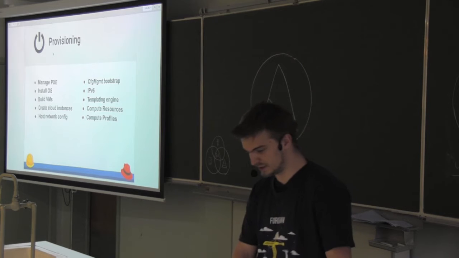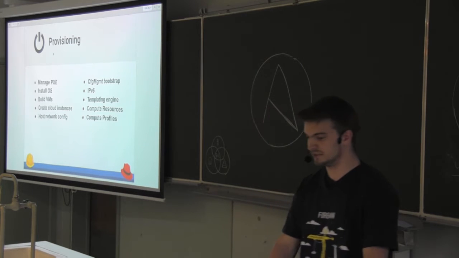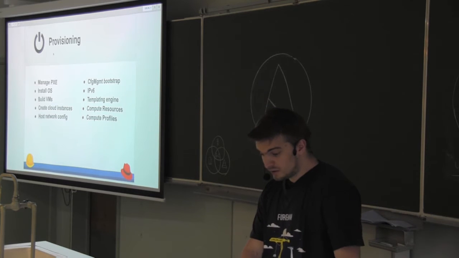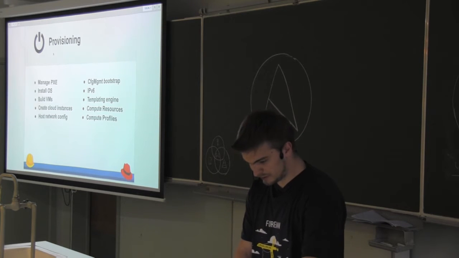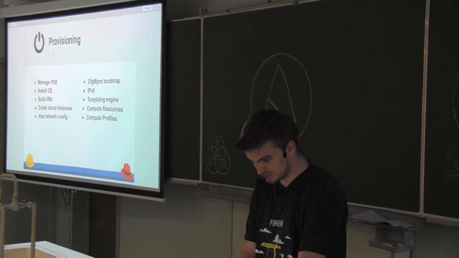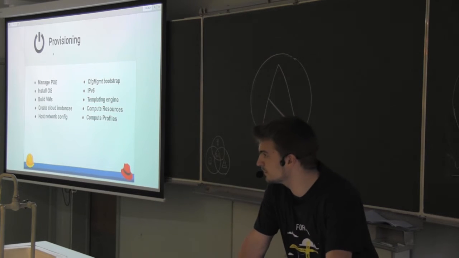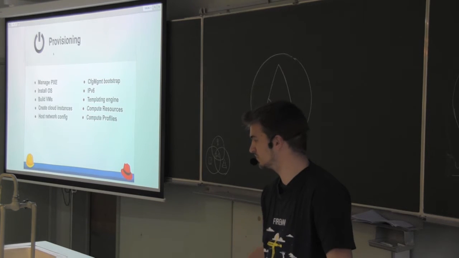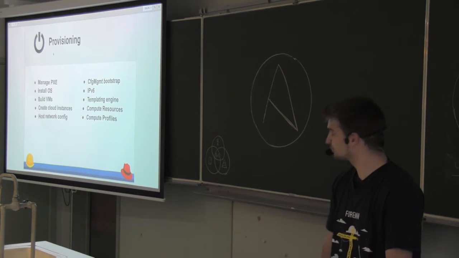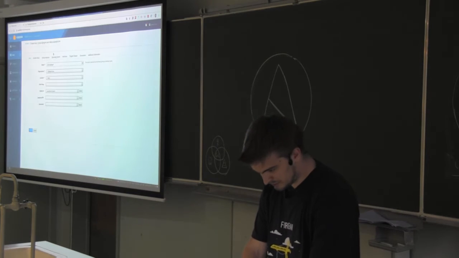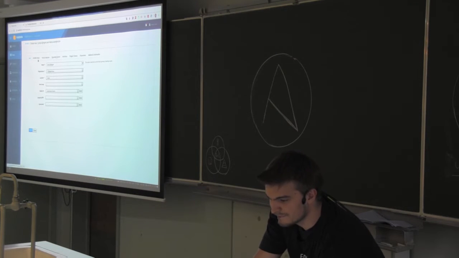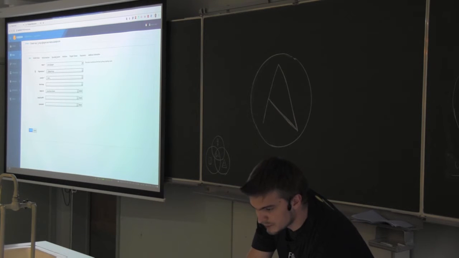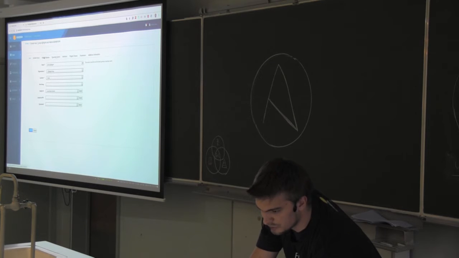Foreman is lifecycle management, and the lifecycle of a server starts with provisioning. So what Foreman does is manage the DHCP, DNS, and PXE and TFTP for kickstart provisioning. And to see it, I have the host form here, so I have everything pre-selected. I will just walk you through it.